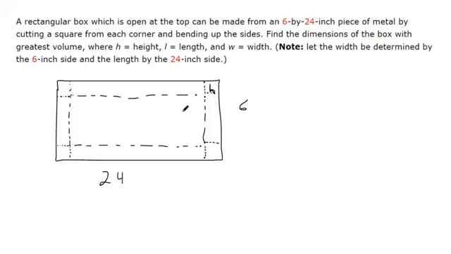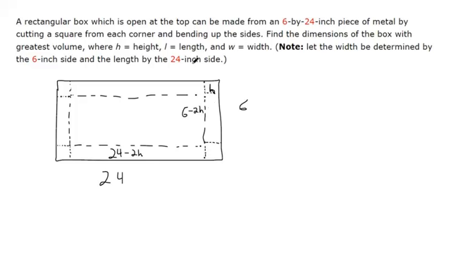It's not 6 because we're not using the whole thing. It's 6 subtracted by 2 of those h's, right? Because if this is h, then this is h. So we've got 2 h's that we need to subtract away from 6. And then we can do the same thing down here. It's 24 minus 2h for this dimension here. All depends on that height. Okay. Now we got the length and the width defined. This is the length, this is the width.